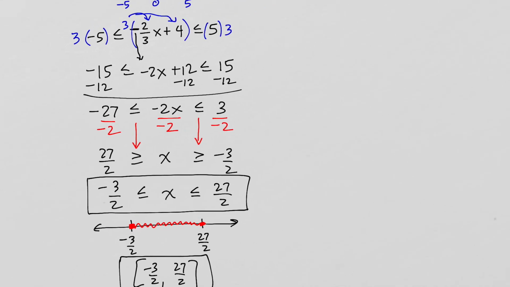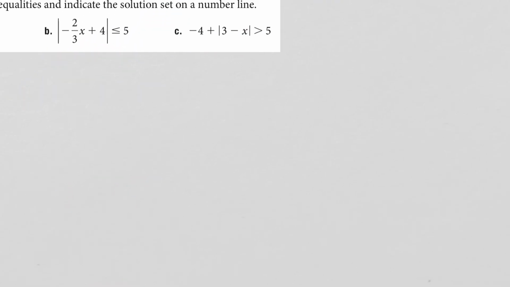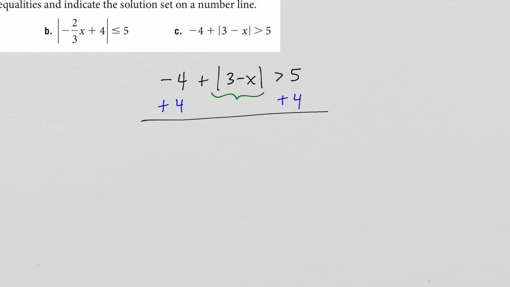Now let's take a look at the last example. So here we have negative 4 plus the absolute value of 3 minus x is greater than 5. First thing we need to do is isolate the absolute value. So I'm going to add 4 to both sides. This gives us the absolute value of 3 minus x is greater than 9. Okay, now that we have the absolute value isolated, we're going to think about what this means.